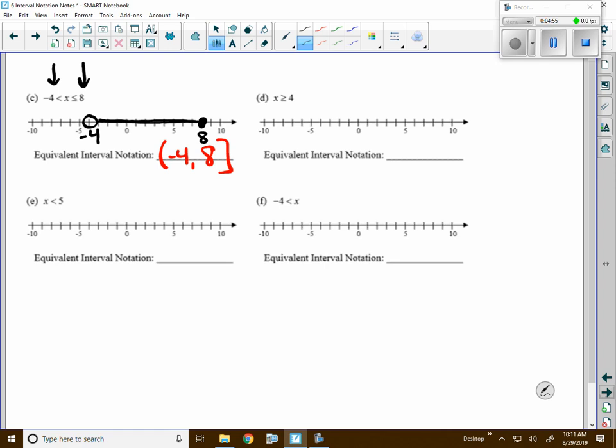Okay, now we're going to introduce something new. We're going to introduce this idea of infinity. In part D, x is greater than or equal to 4. So if we graph that on our number line, it will be a closed circle at 4. And then you want to look at where the numbers greater than 4 are. Well, over here to the right is where our numbers are greater. Now, this does not end over here, so we're going to say that that line or that arrow is going to go to infinity. Infinity will always get a parenthesis.